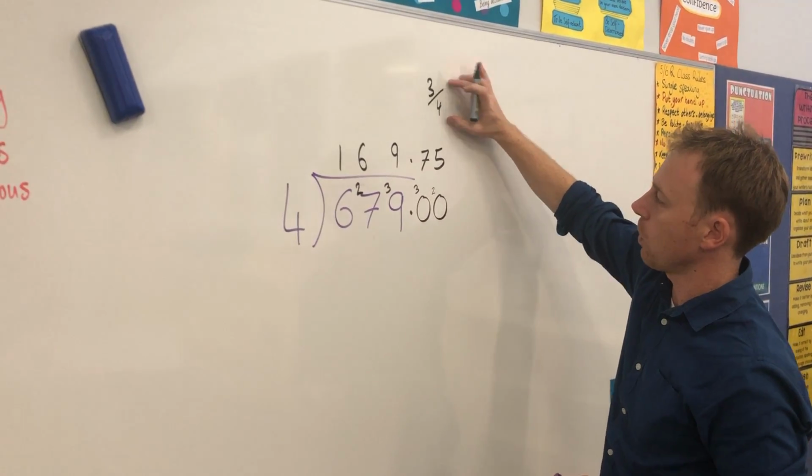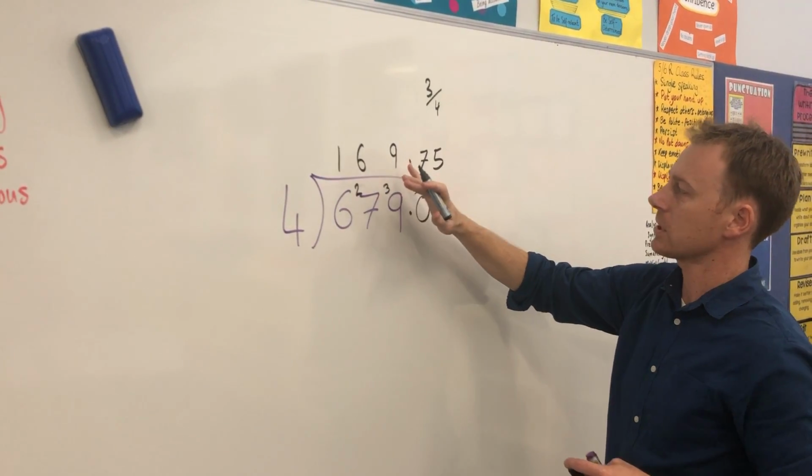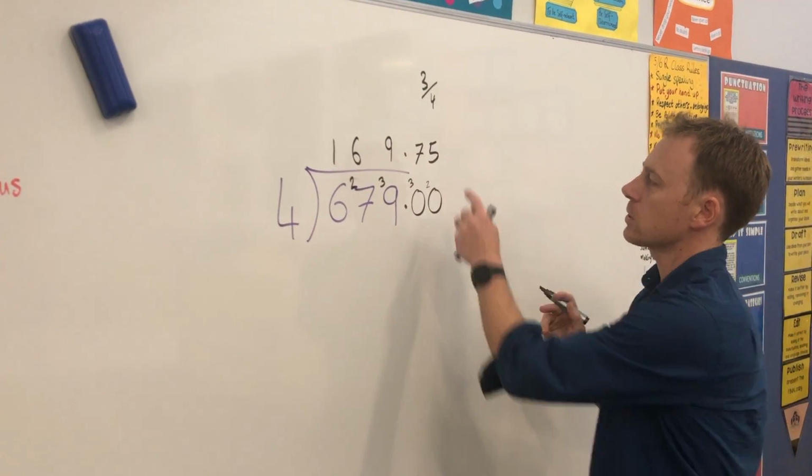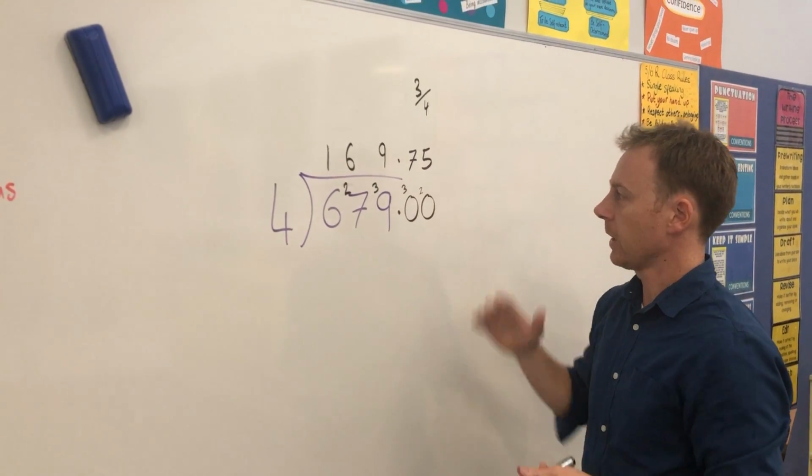And you'll notice that 3/4 and 75 hundredths, or 0.75, have the same value. So 169 and 75 hundredths, or 7 tenths and 5 hundredths, or 0.75 is your answer.